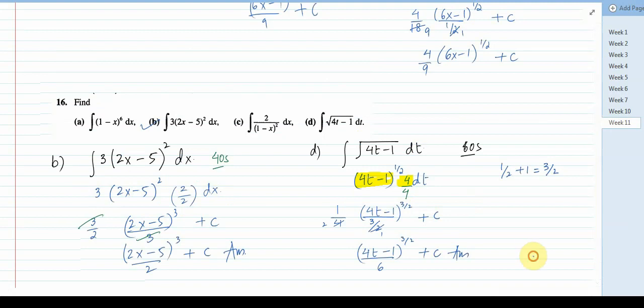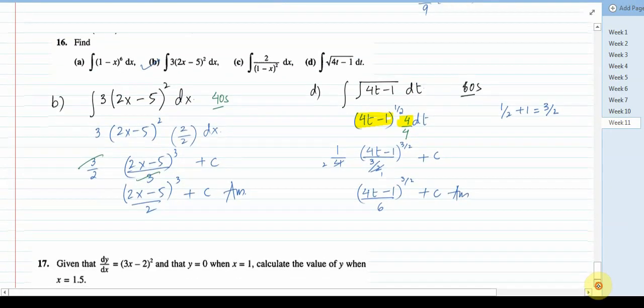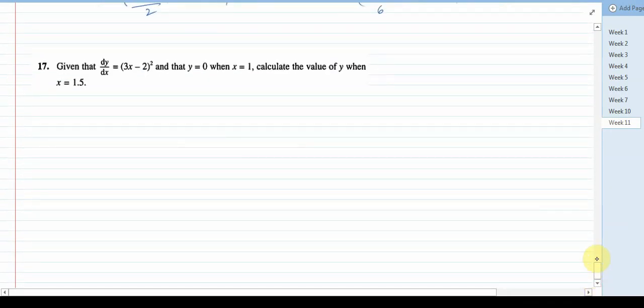Alright, so moving on towards the next question. It's question number 17. Given that dy by dx is equal to (3x minus 2) whole square, y equals 0 when x equals 1, calculate the value of y when x is 1.5. So firstly, we need to find out the integration of this part to find the equation of y, right?